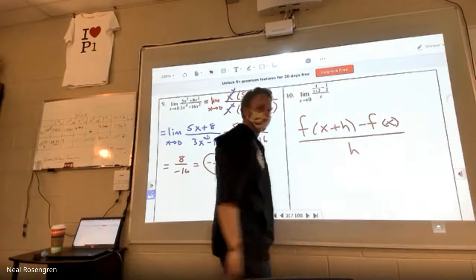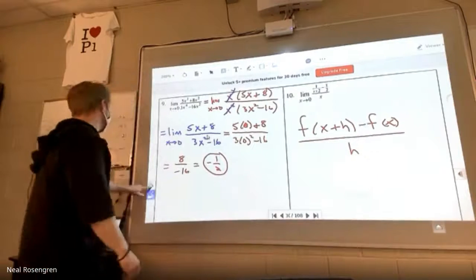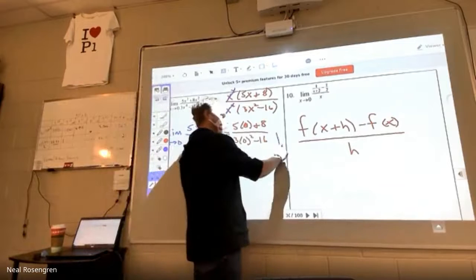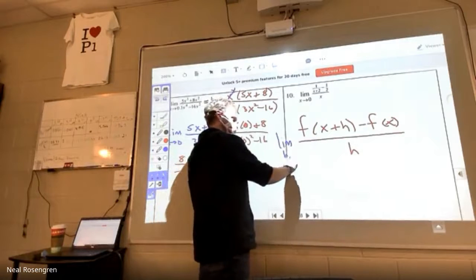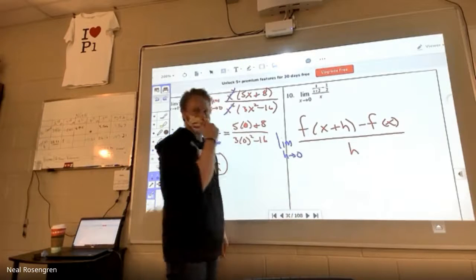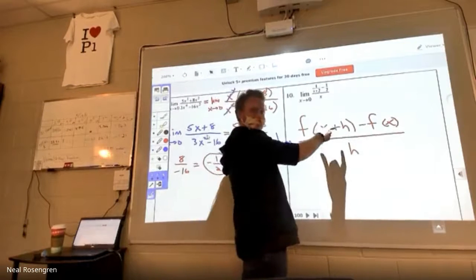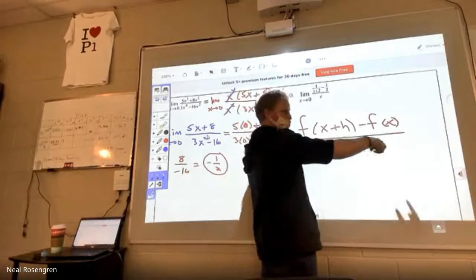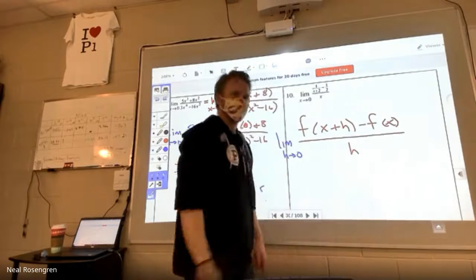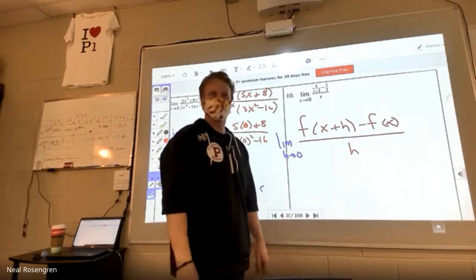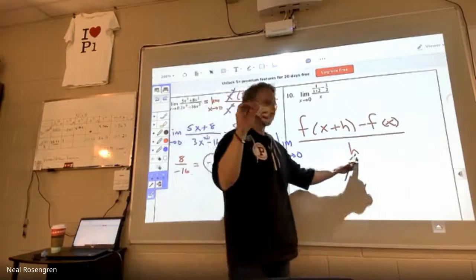So we evaluated the pre-calculus difference quotient. Now we get to do calculus with it, and let h go to 0. Because imagine h going to 0. This is f of x minus f of x. What's anything minus itself? 0 divided by 0.